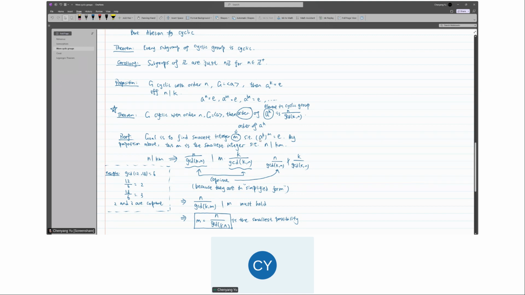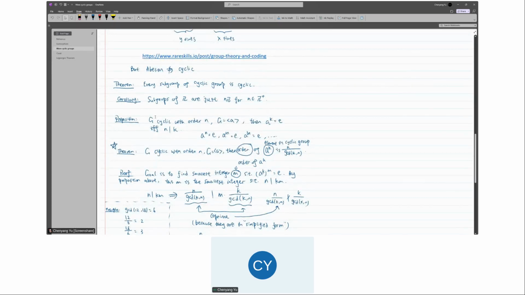That's equivalent to saying a^(km) = e. That's just the definition of order. So this is a^(k times m) = e. By the proposition above, the order m is the smallest integer such that n divides k times m. Why? Because a^k = e if and only if n divides k.